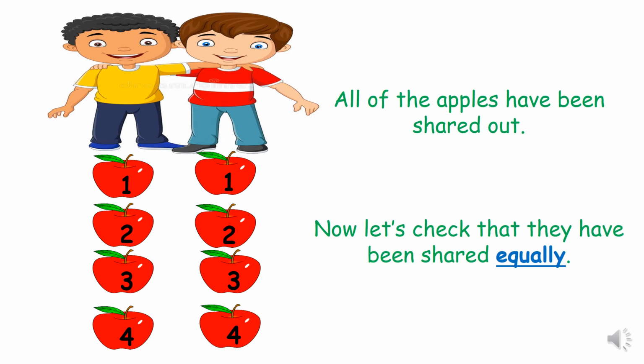Right, fantastic. All of the apples have been shared out. There are none left. But we need to check that they're equal. So the boy on the left, he has how many? 4 apples. The boy on the right, how many apples does he have? 4 apples. They have the same amount. They have an equal amount, so it's fair. They each have 4 apples.